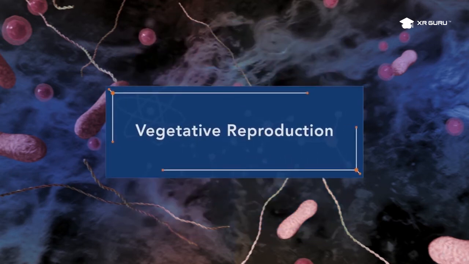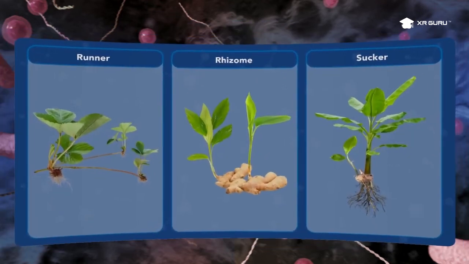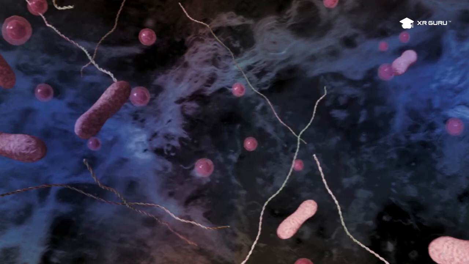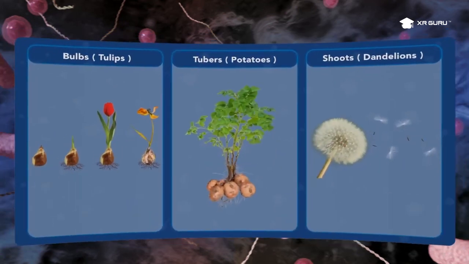Vegetative reproduction. Plants living in seasonally harsh conditions have developed specialized genetic features, allowing them to reproduce without seeds or spores, hence no interruption in reproducing. Examples would include tulip bulbs, potato tubers, and dandelion shoots.